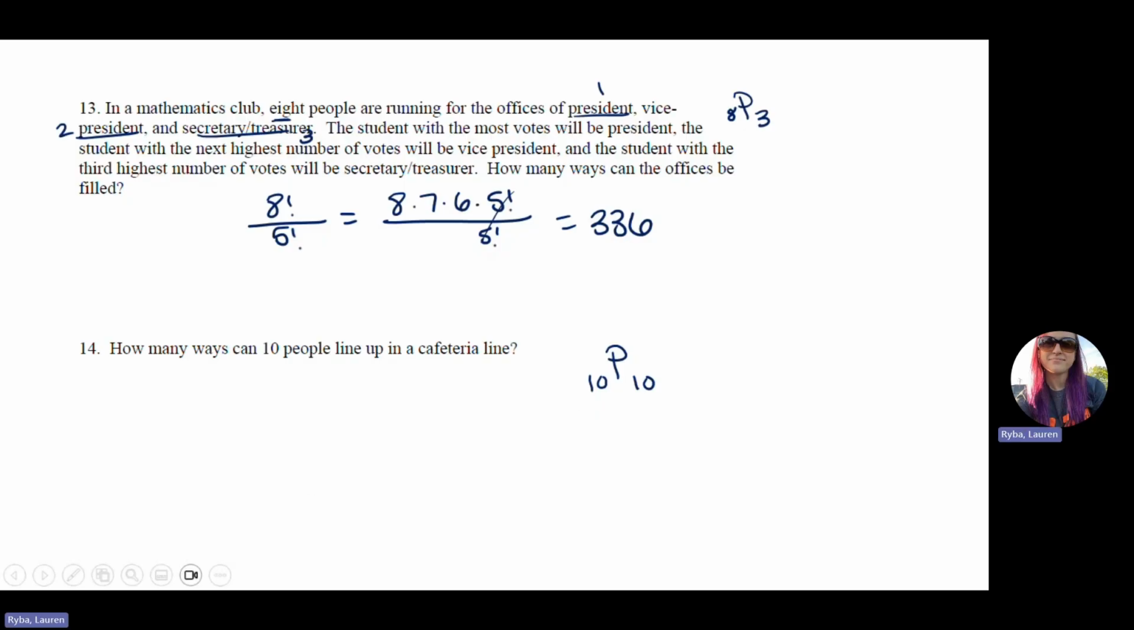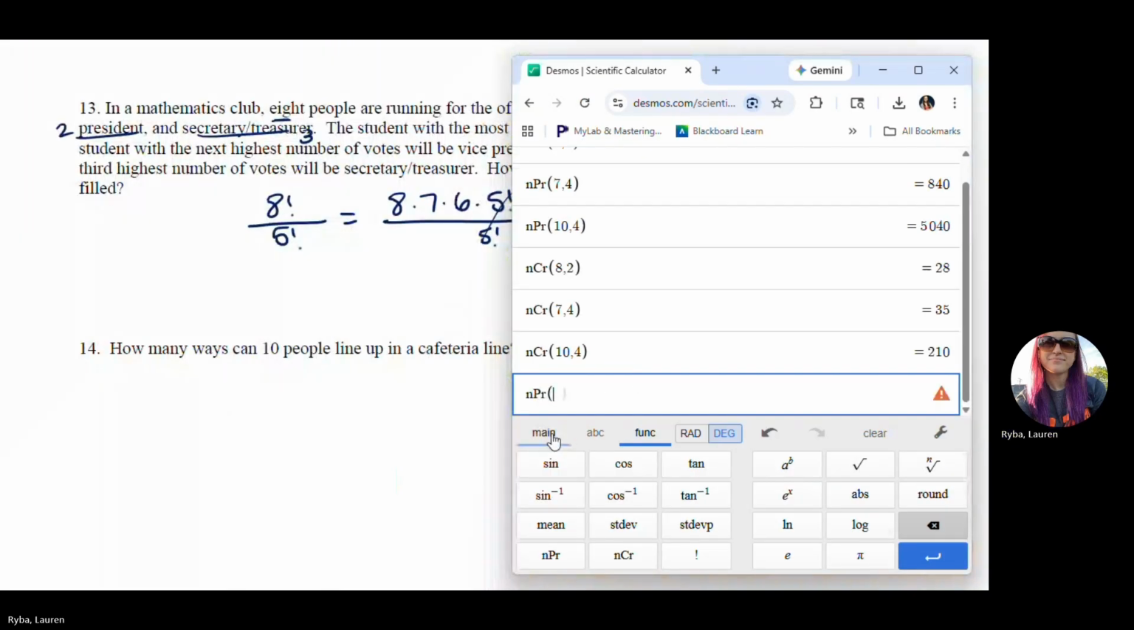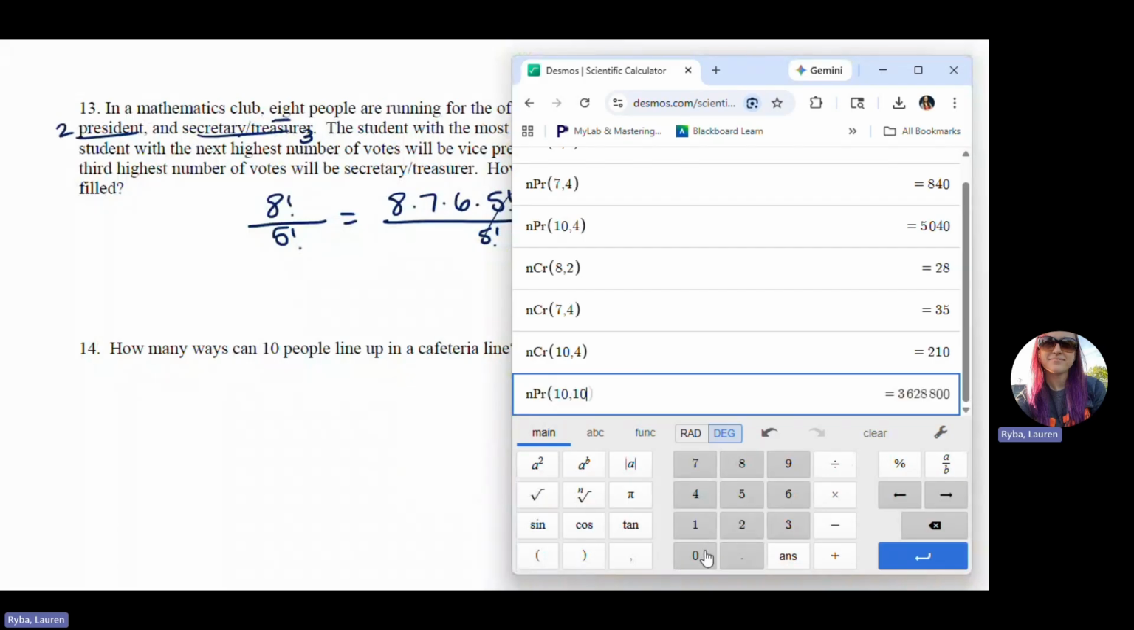All right, so if I go to Desmos, nPr 10, 10, there are 3,628,800 different ways in which I could line 10 people up in the cafeteria.